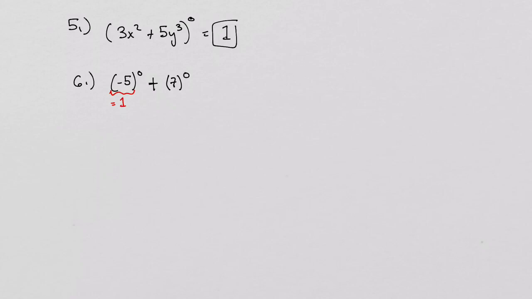Because anything raised to the 0 is 1, save for 0. And then 7 raised to the 0, that's also 1. So really, this expression is just 1 plus 1, which is 2. And there you have it.